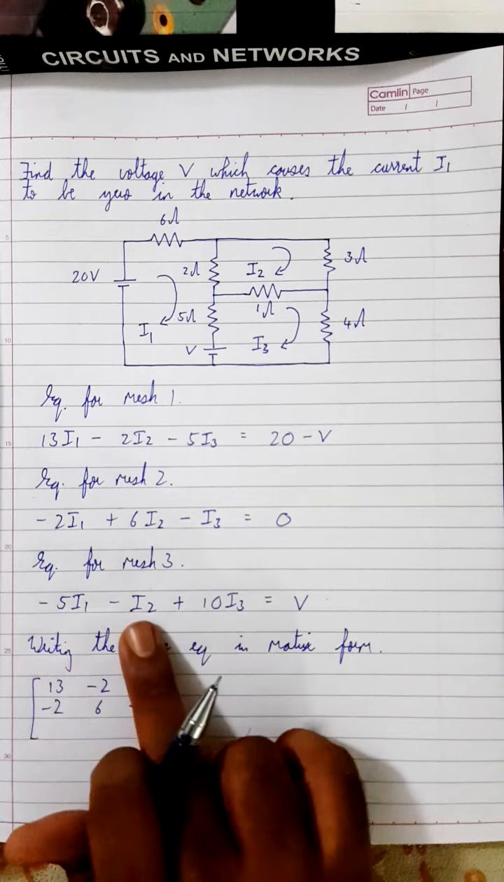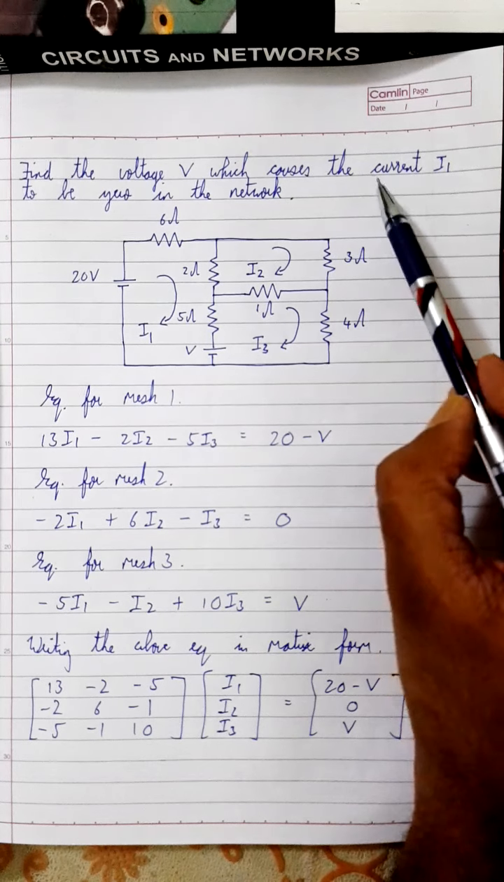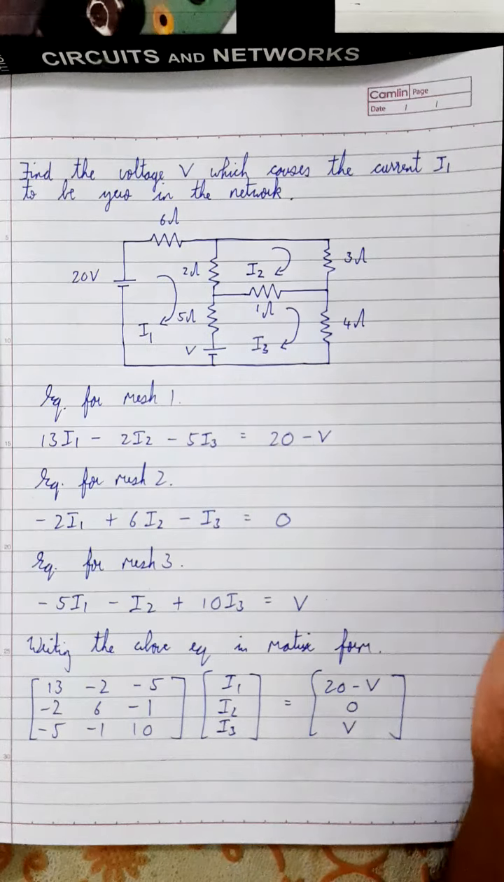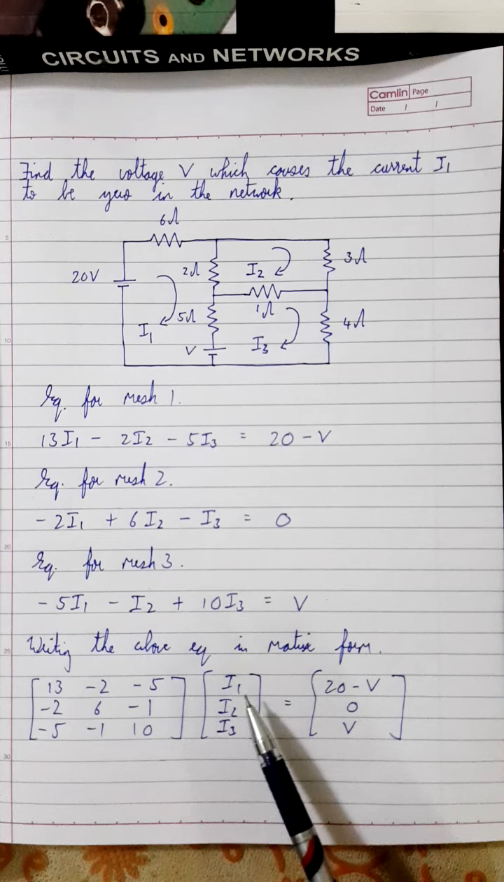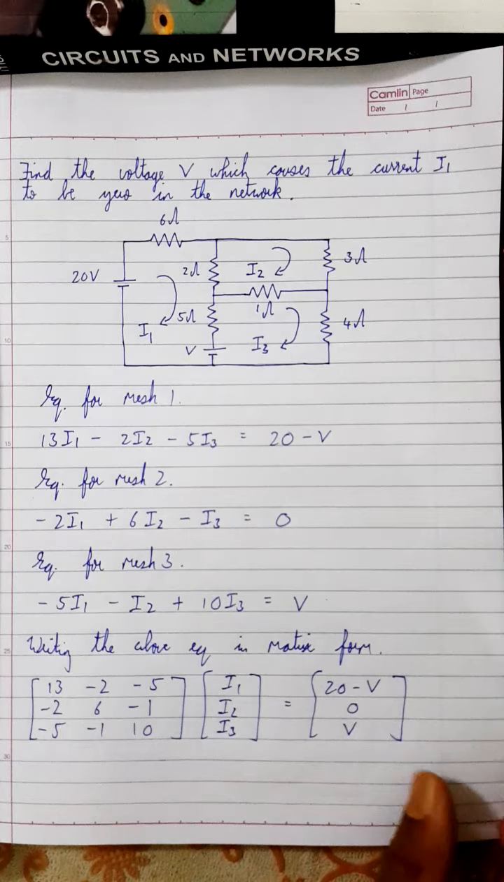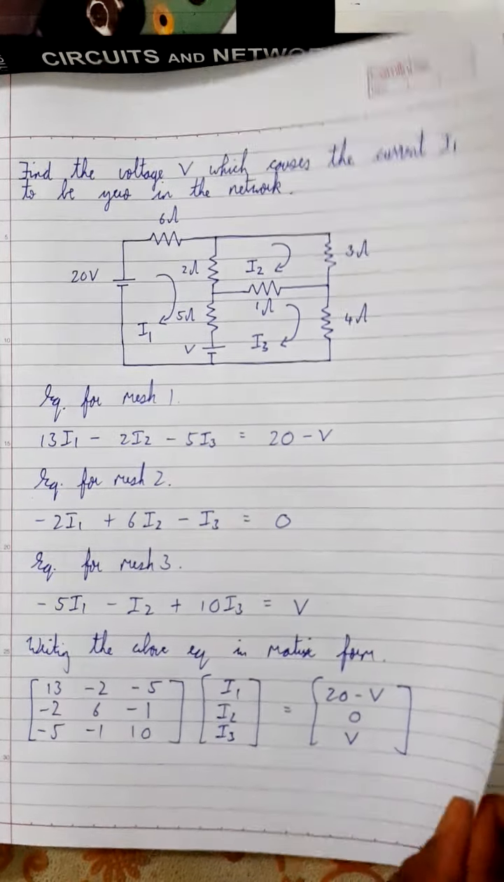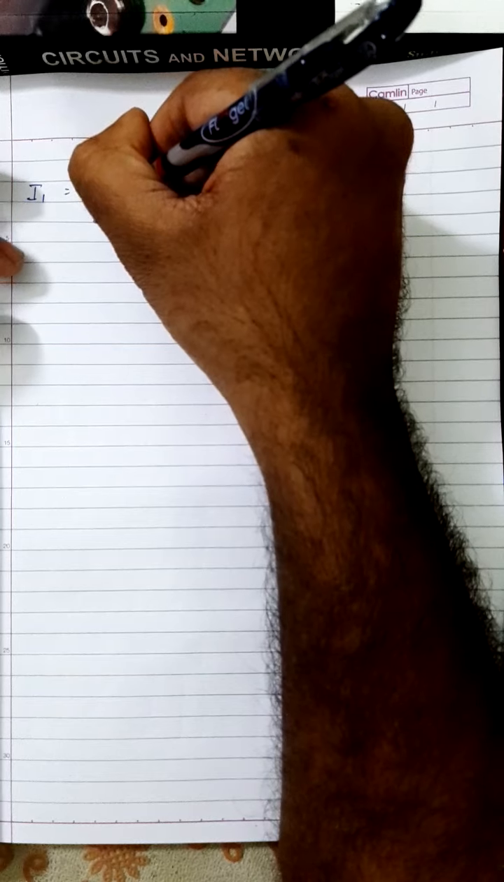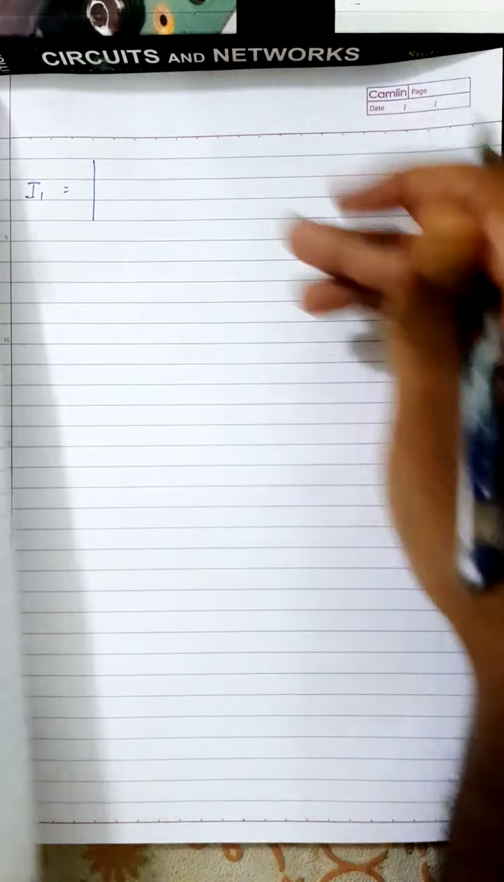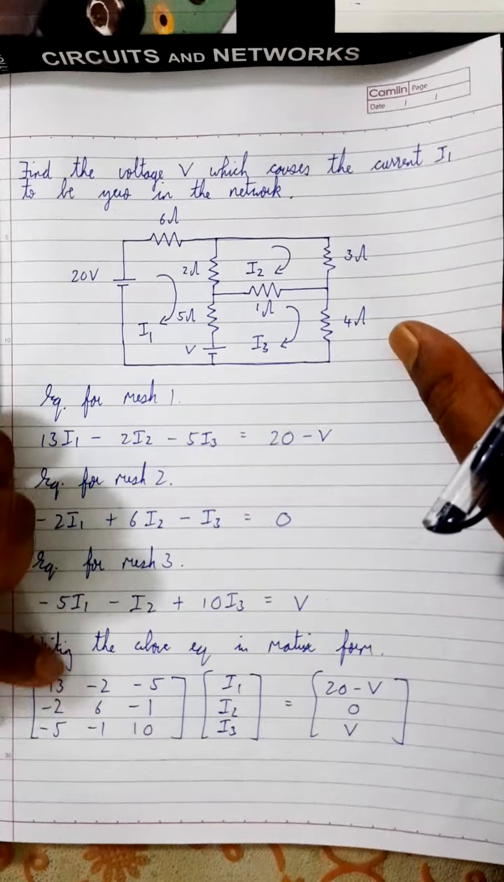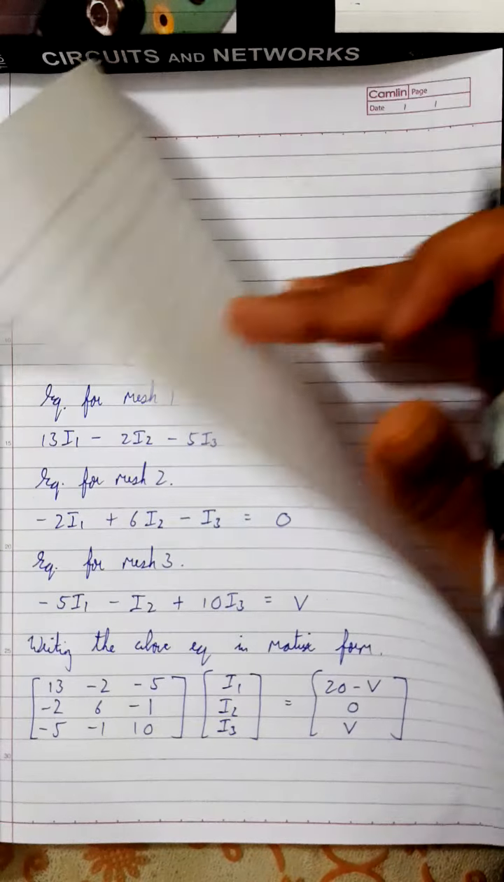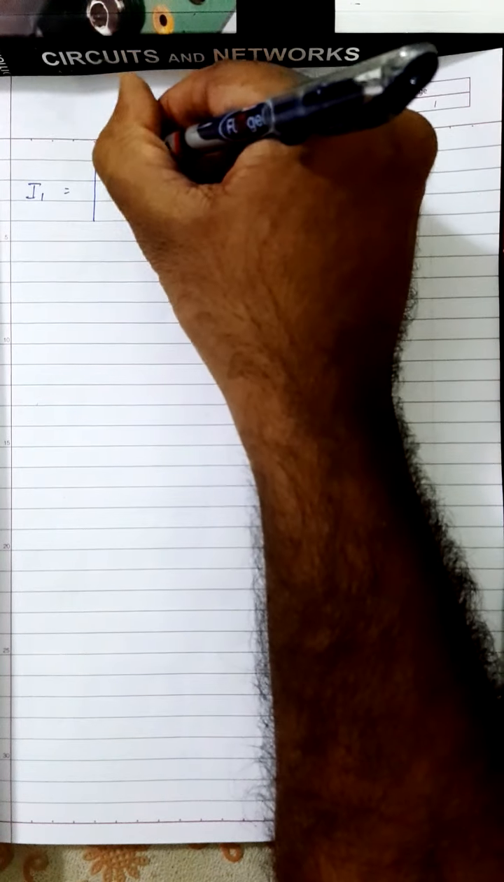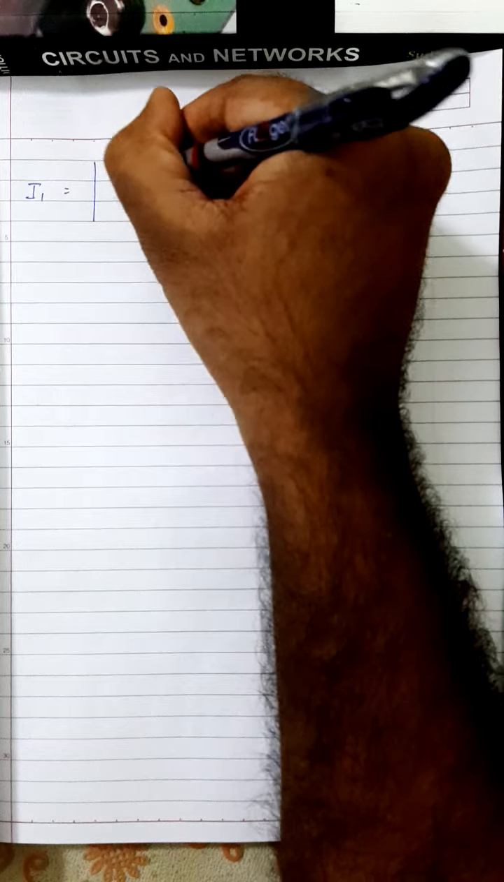Now see what the question says: find the voltage V, that's over here, which causes the current I1 to be 0. So we know that the value of I1 is equal to 0, right? So what is the equation for I1? We know that I1 is equal to the determinant of the matrix in which the first column is replaced with this 20 minus V, 0, V.